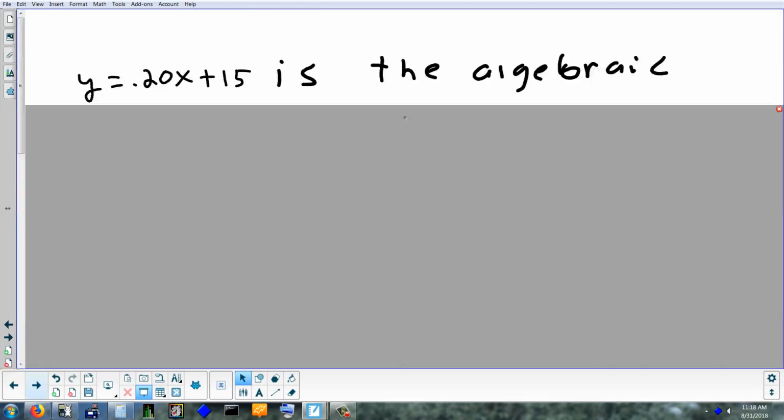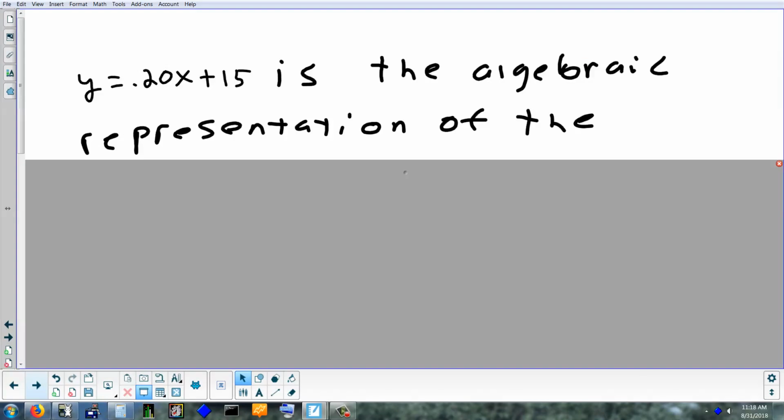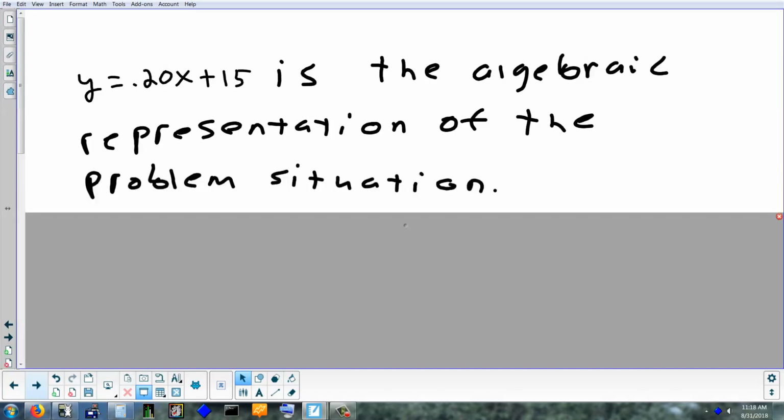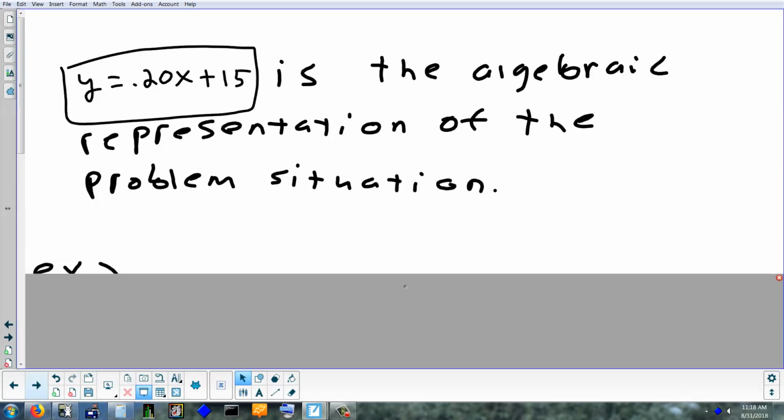So this equation right here is what we call the algebraic representation for our problem. If somebody were to walk in the room right now and I showed them this, they would have no idea that it's about a car that costs $15 to rent and 20 cents per mile. This is more abstract. It's just an equation. So when you do homework, if you see directions that say find an algebraic representation for a problem, it means to just come up with an equation to model whatever they want you to model.